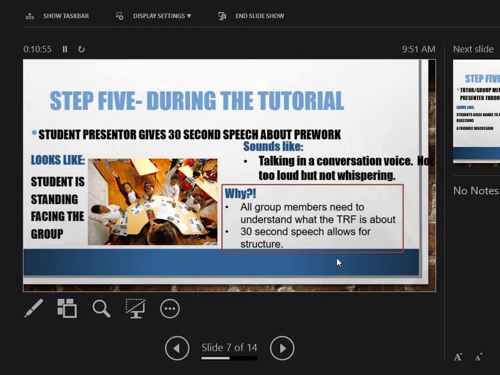Alright, and this is what your 30-second speech looks like. You'll have this card. I made these nice little stacks of cards for you guys so everyone can follow along. You would say, my point of confusion is blank. So you're not reading your entire TRF. You're just sharing your point of confusion. And we should be starting with every person in the group sharing their point of confusion. Okay, that's how we should be starting.